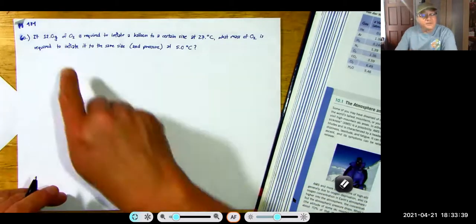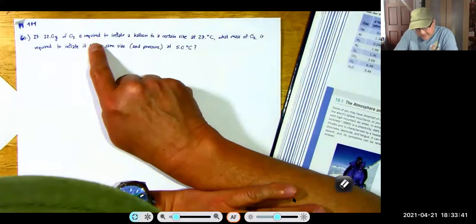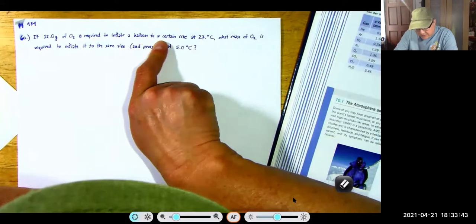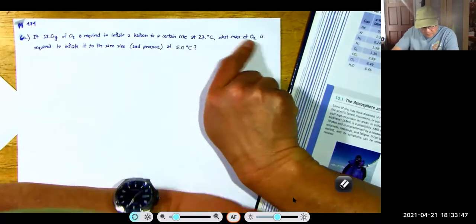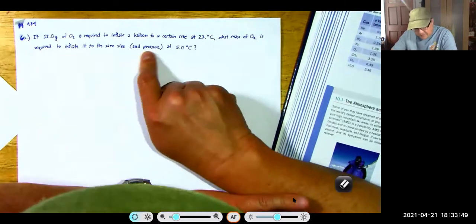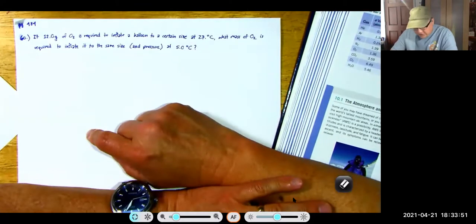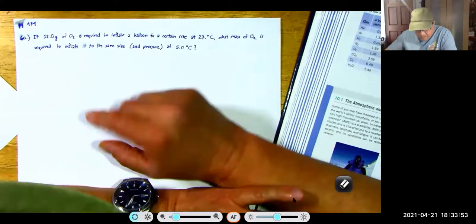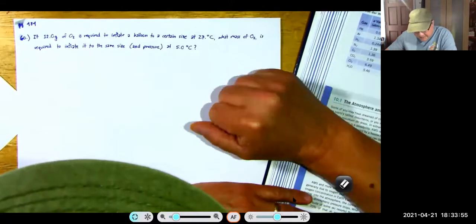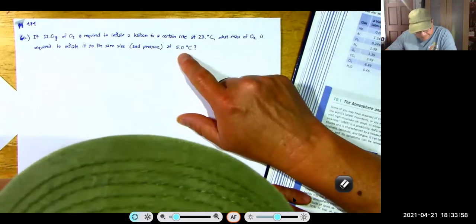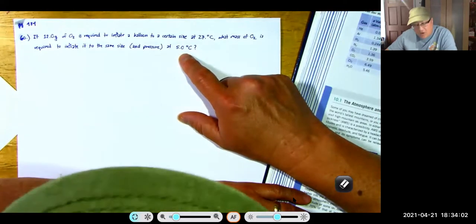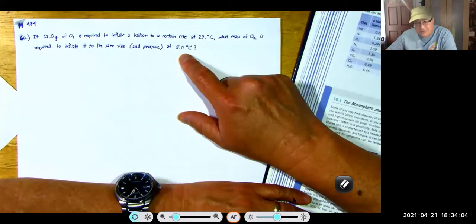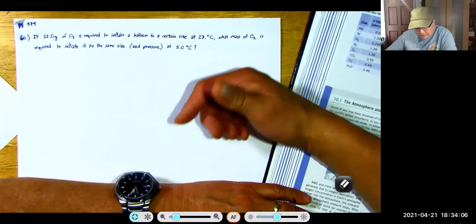If 12 grams of oxygen is required to inflate a balloon to a certain size at 27 degrees Celsius, what mass of O2 is required to inflate it to the same size and pressure at 5 degrees Celsius? So here's the problem with this one: we know that to inflate it to the same size at a lower temperature, you're going to need more oxygen because at a lower temperature, you have less pressure and so forth and so on.